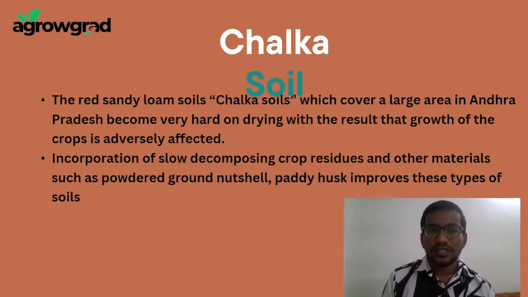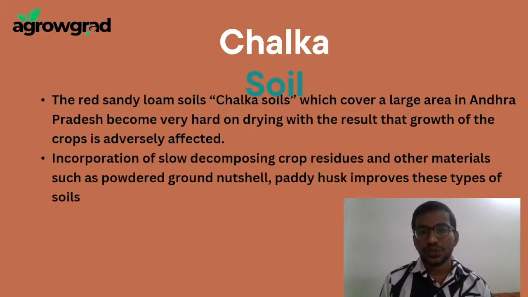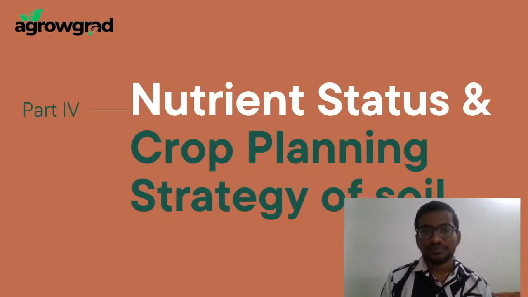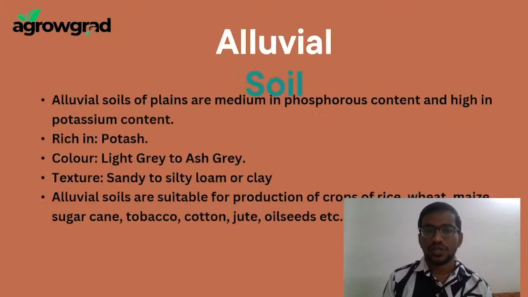And the Chalka soil is a recent one, a sandy loam in Andhra Pradesh, which has become very hot and dry, so we are not able to grow crops. But if you want to manage those soils, you can use a soil decomposing process. If you apply powdered groundnut shell and paddy husk, it will improve this type of soil, and you can focus on the nutrient status and the crop planting strategy of the soil.